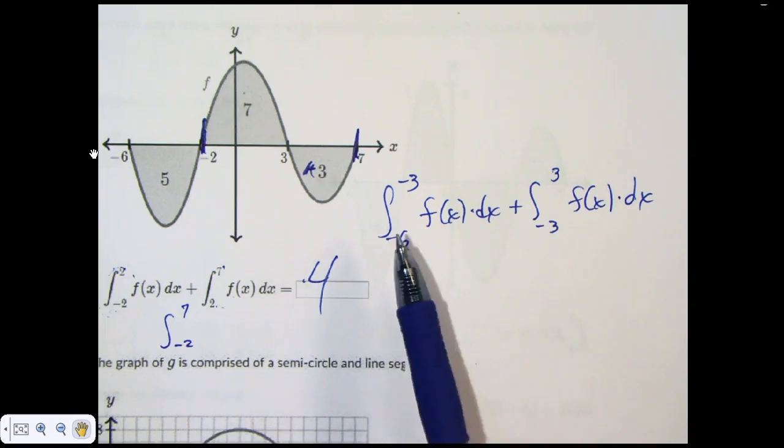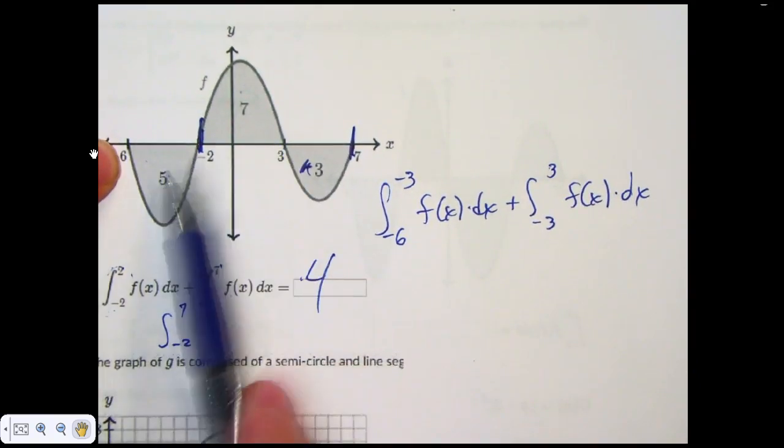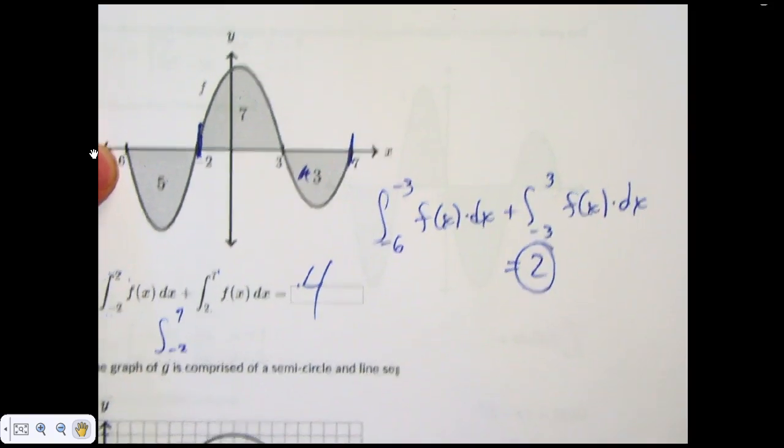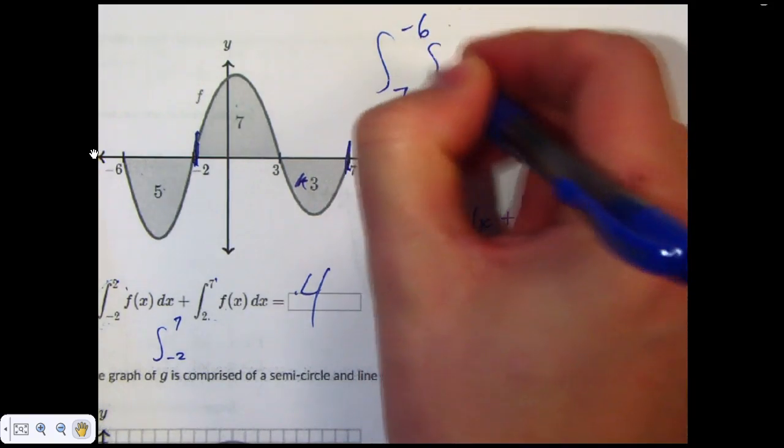So they're really asking you for the integral from where to where? -6 all the way to 3, which we can look at the graph and be like, okay, 5 below, 7 above. How many got 2 for that? Okay, one more. Find the integral from 7 to -6.